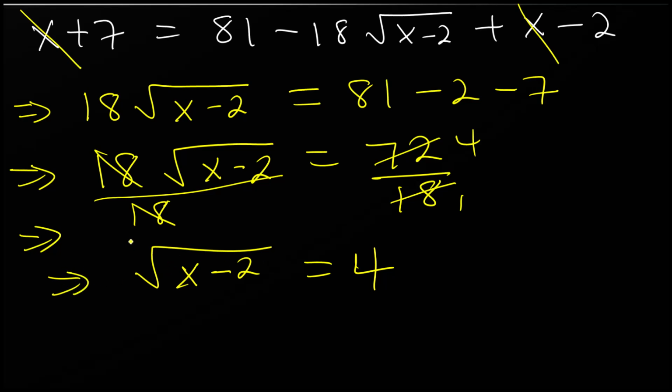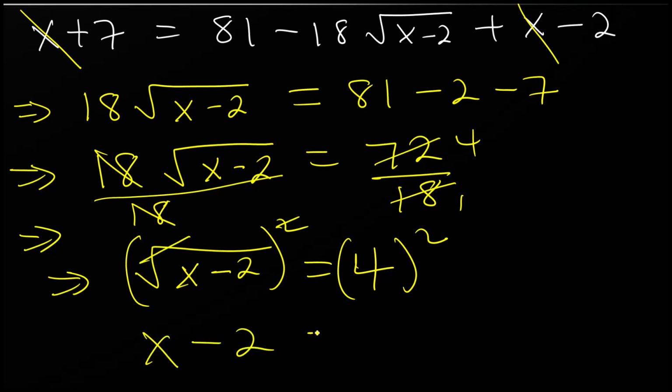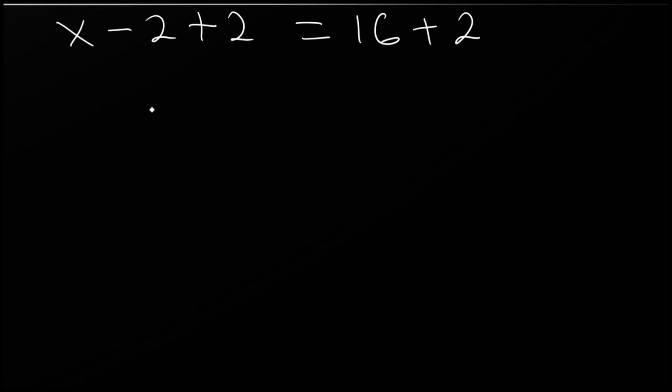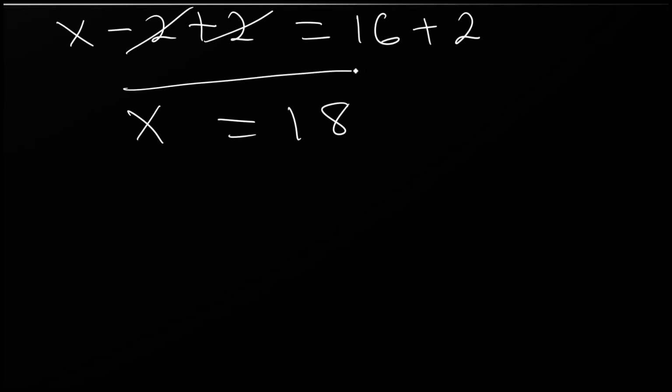Now when we have a radical, we can square both sides in order to get rid of it. So this one will cancel. I'll leave x minus 2 equals 4 squared, which is 16. Okay, we can add 2 to both sides of the equation. That will be x minus 2 plus 2 equals 16 plus 2. So this one will go. x equals 18.